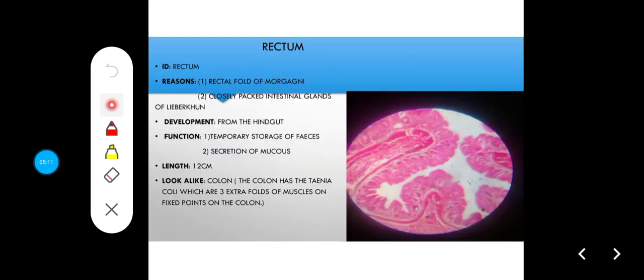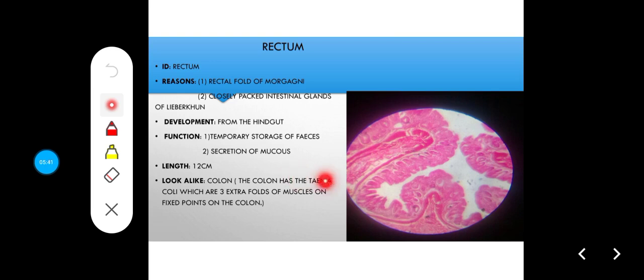Okay, now the next one is the rectum. Let's read the side notes. The reasons for identifying the rectum are the rectal folds of Morgagni and the closely packed intestinal glands of Lieberkühn. The development of the rectum is from the hindgut. The functions of the rectum are temporary storage of feces and secretion of mucus. The length of the rectum is about 12 cm. Then the lookalike slide is the rectum.